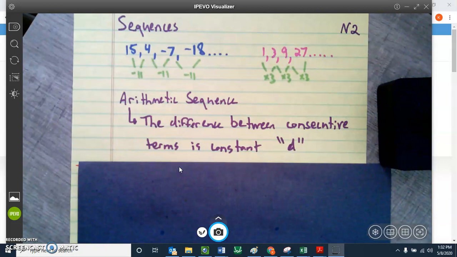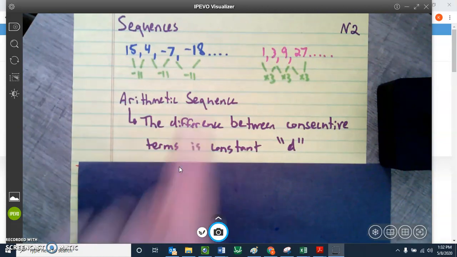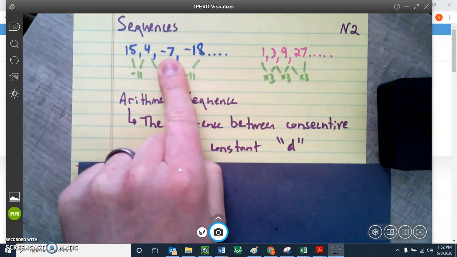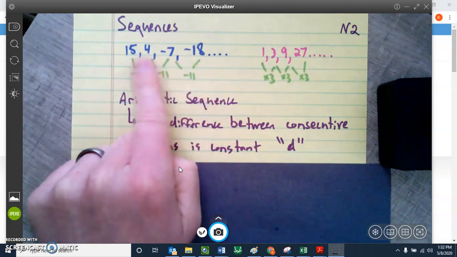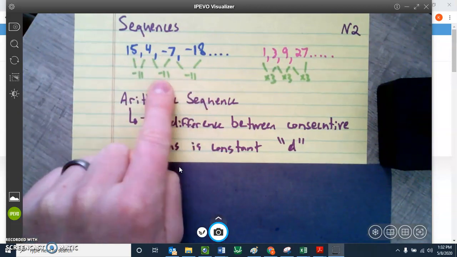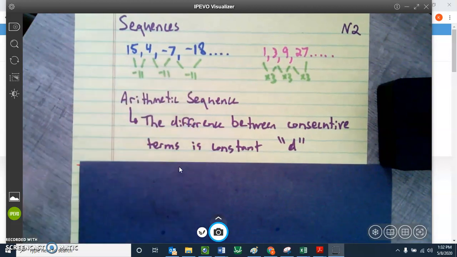So if you're ever just given a sequence and asked, is this arithmetic, all you have to do is subtract consecutive terms. So negative 18 minus a negative 7, that's negative 11. And then you do it again. Negative 7 minus 4, negative 11. If those differences are common, it's an arithmetic sequence.